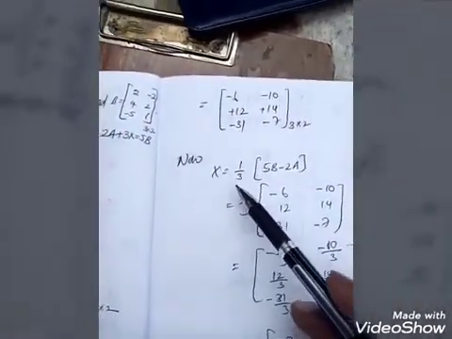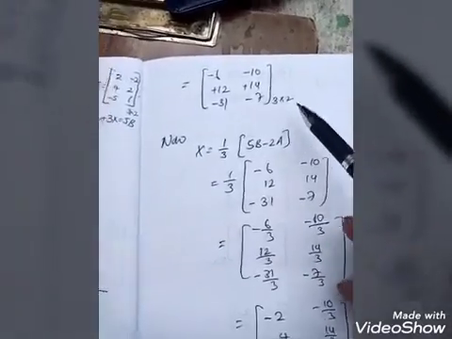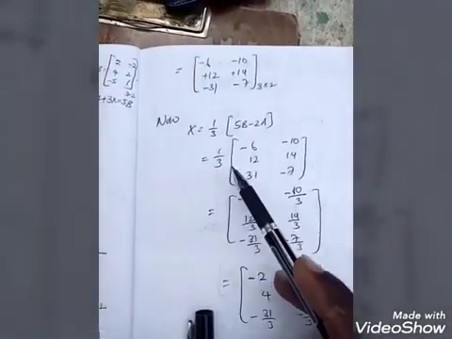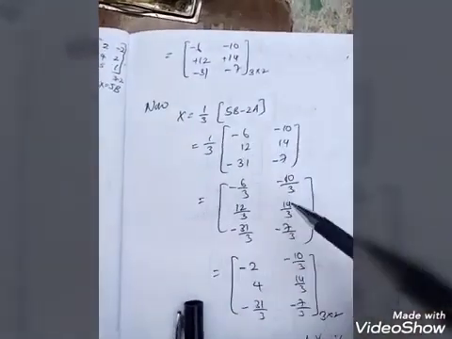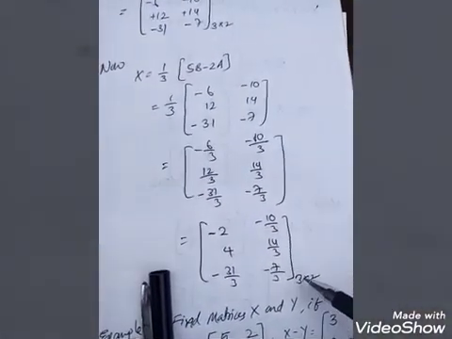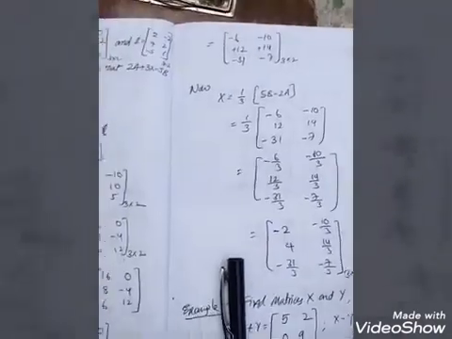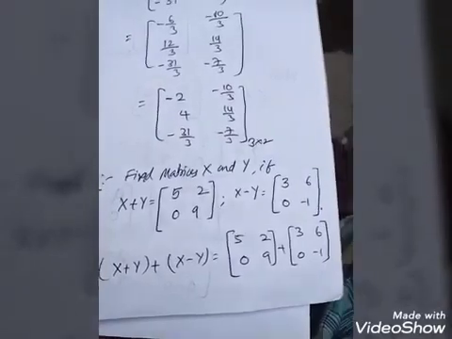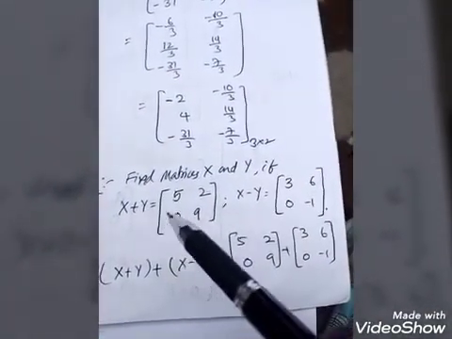Finally, x is equal to what? 1 by 3 into (5B minus 2A), and for 5B minus 2A you got this matrix. Each element should be multiplied with 1 by 3, that is, dividing with 3, you are going to get the required matrix. Further, find x and y. This type of question is usually asked for 2 marks. Here he asked x plus y and x minus y.